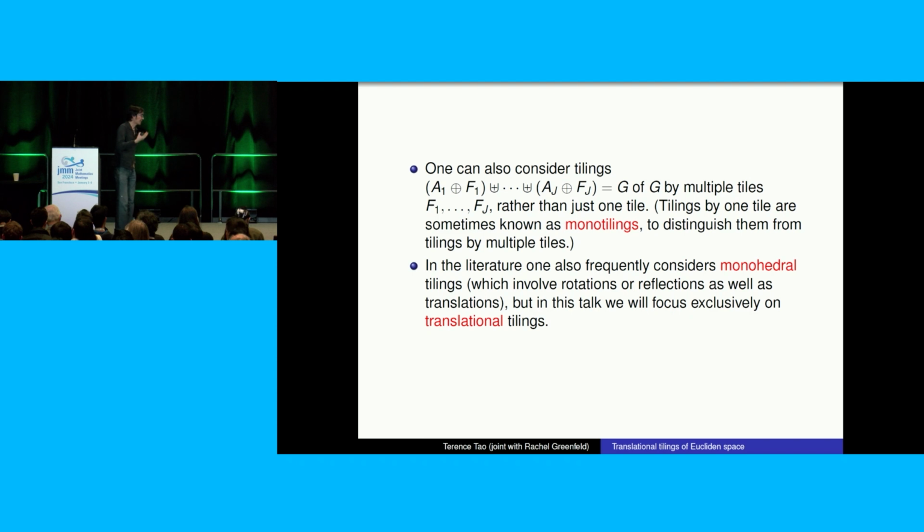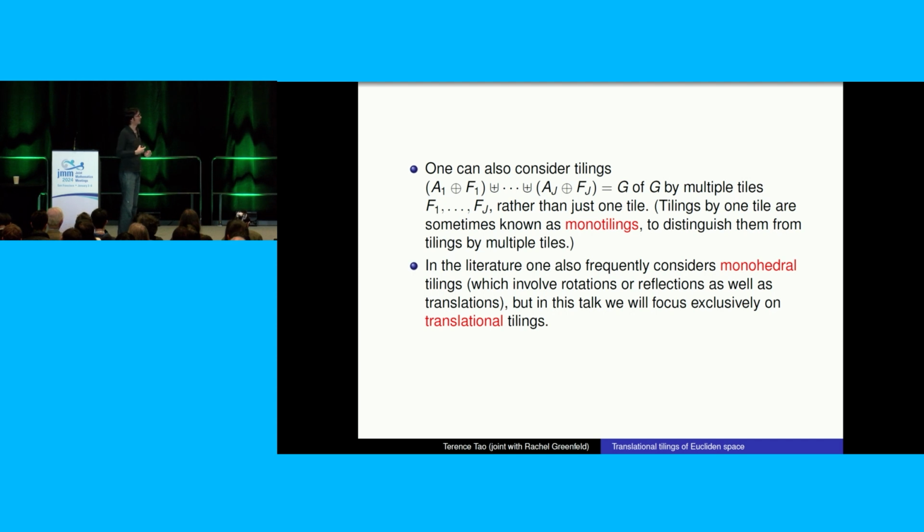Okay. This is tiling by one tile. People also consider tilings by multiple tiles. So you may have J tiles, F1 to Fj, and maybe the individual tiles cannot tile the space by themselves, but some combination of the tiles together by translation do tile. And so you can generalize the notion of tiling without much difficulty. Sometimes I'll refer to monotilings as tilings involving only one tile.